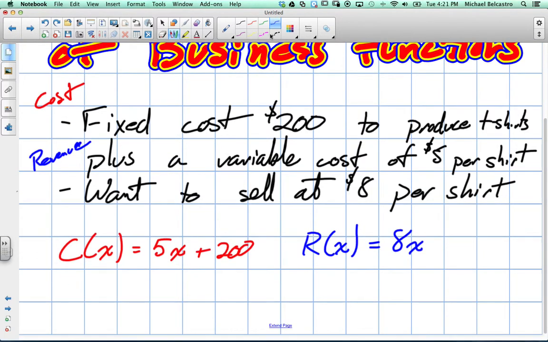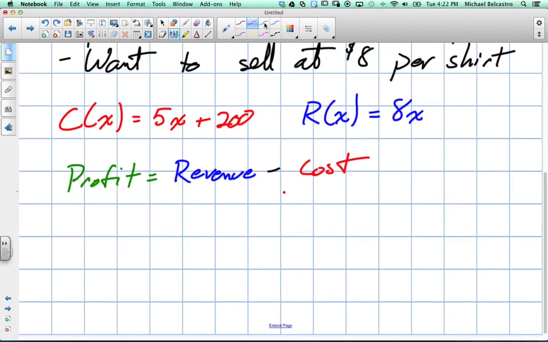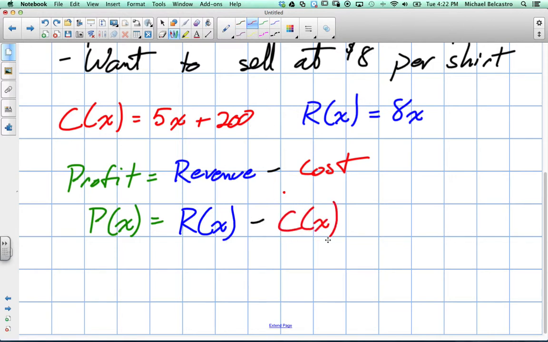And the way profit works is profit is equal to your revenue subtracted by cost. In other words, if your cost is too high, then you'll have a negative profit. So for us, we'll call our profit function P at X, which is equal to our revenue function R at X, subtracted by our cost function, C at X in this case.